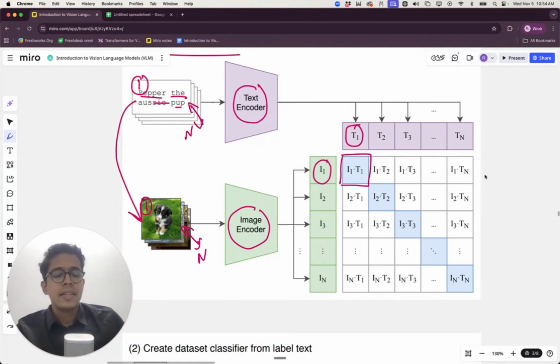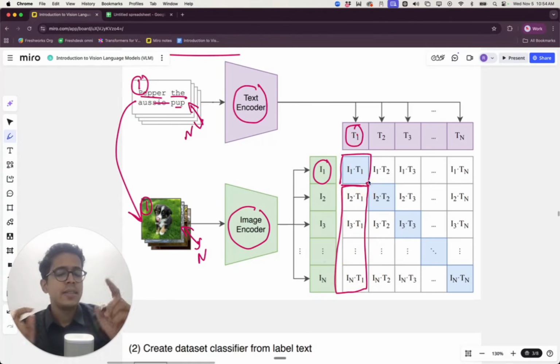This is one way in which I can say it. One more way is that the dot product between T1 and I1 should be very high, which can be written as I1.T1 or T1.I1, both are the same. But at the same time, the dot product between T1 and any other I should be low. So this should be high, but all these should be low.